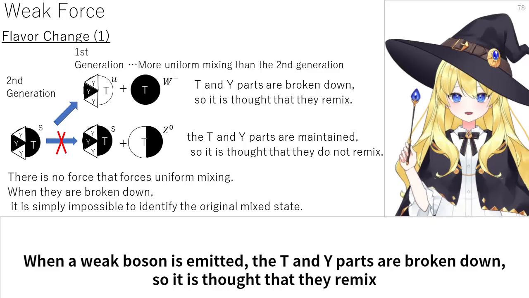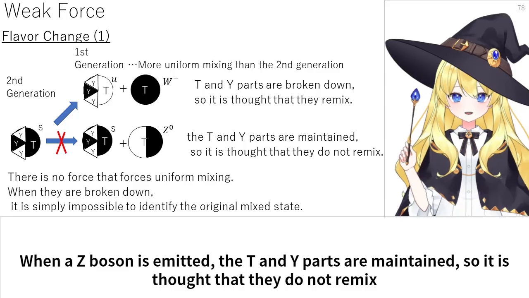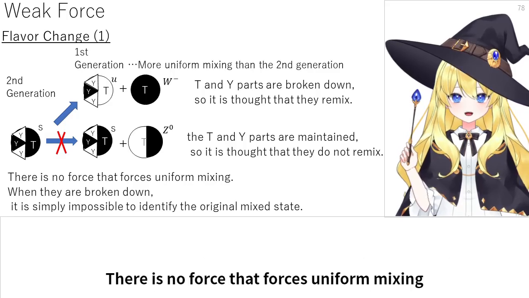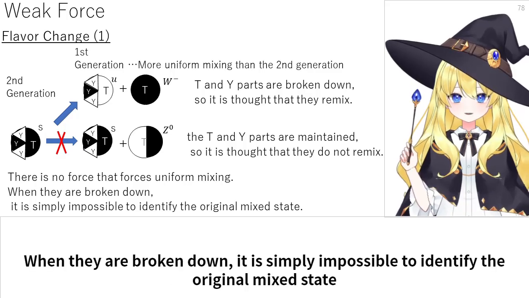When a weak boson is emitted, the T and Y parts are broken down, so it is thought that they remix. When a Z boson is emitted, the T and Y parts are maintained, so it is thought that they do not remix. There is no force that forces uniform mixing. When they are broken down, it is simply impossible to identify the original mixed state.